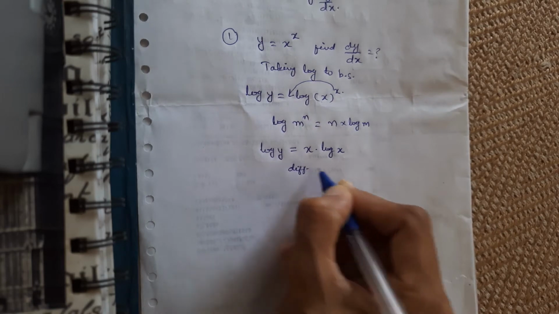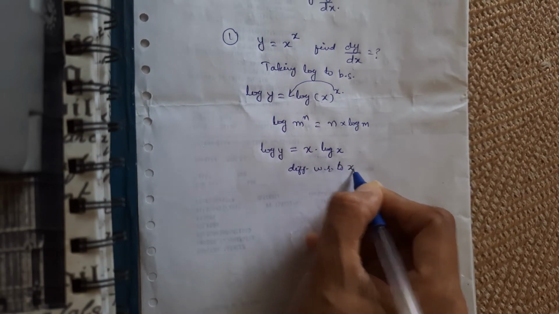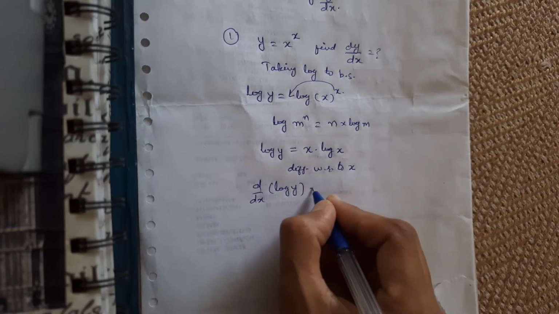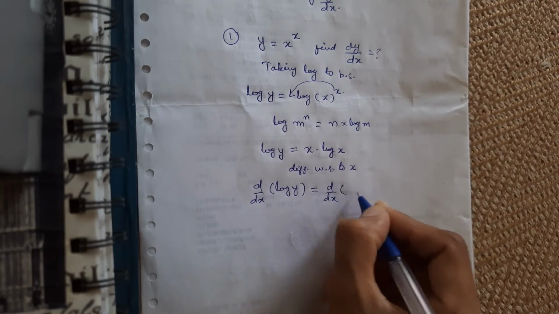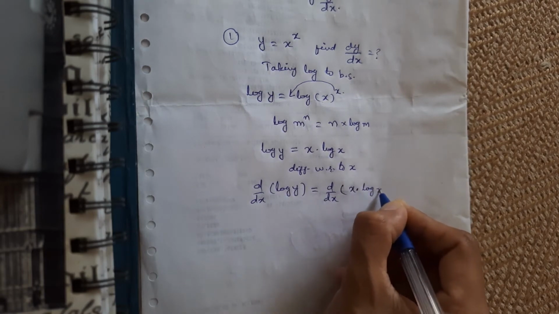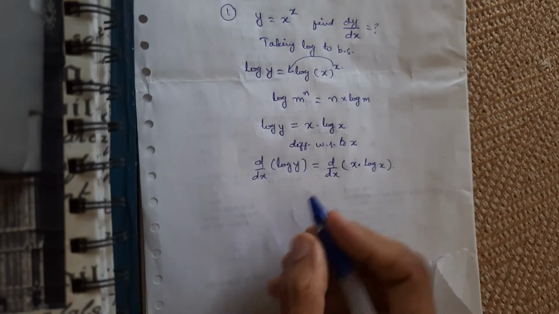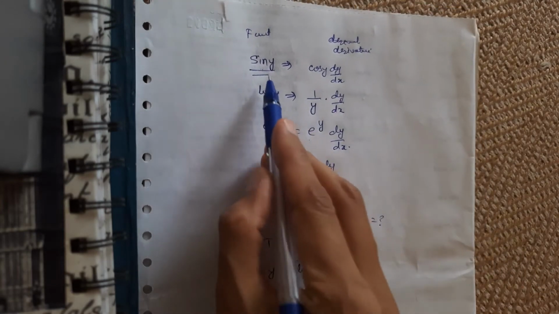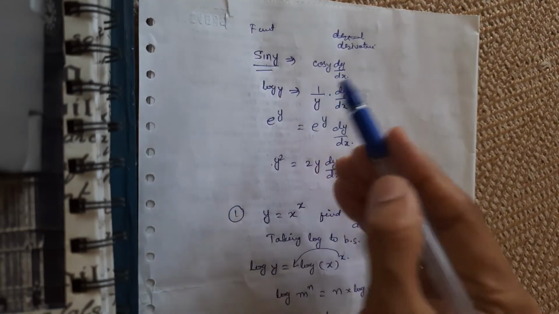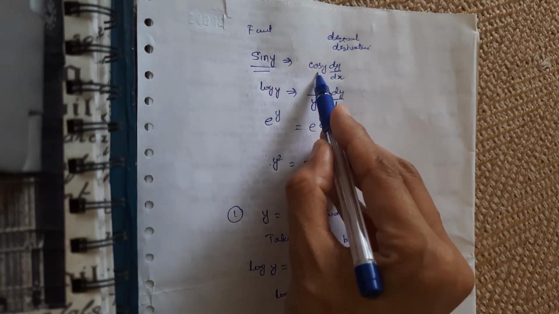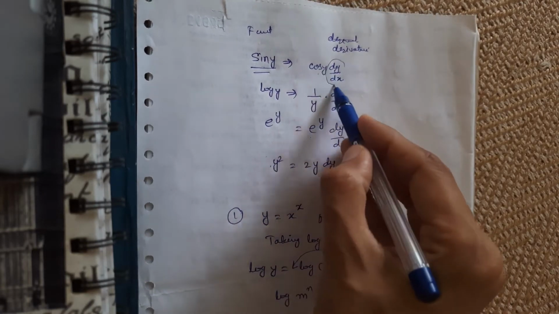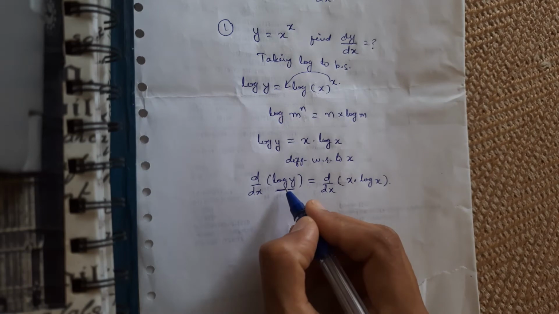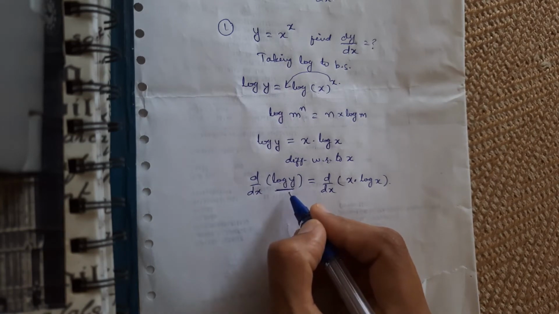Now I am differentiating with respect to x. What will I get? d/dx of log y equals d/dx of x into log x. Okay, now what is the derivative of log y? I just showed you that whenever you are taking the derivative of y, just write the same derivative as you write for x, but multiply it with dy by dx. And this is coming from the chain rule, we know that. So what will be the derivative of log x? It is 1 upon x.